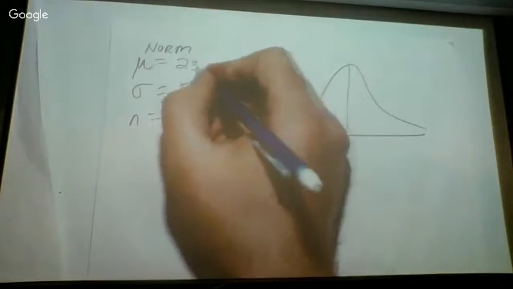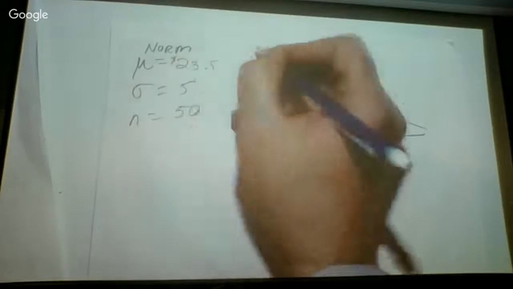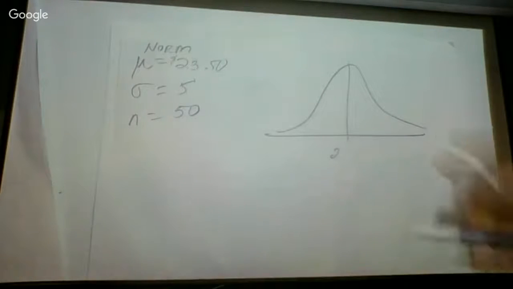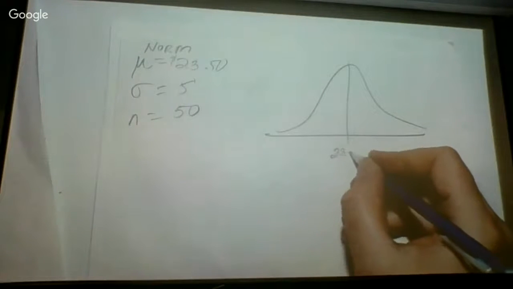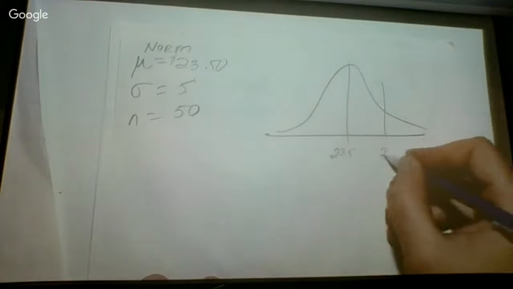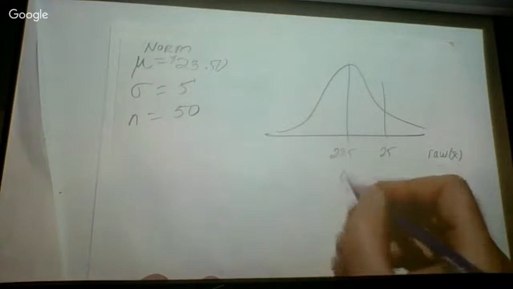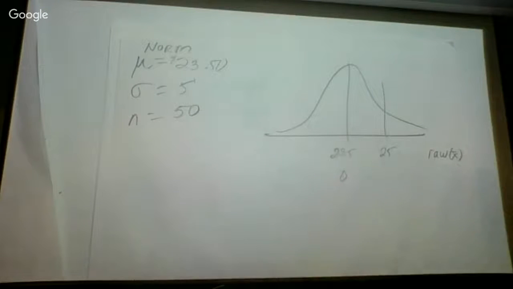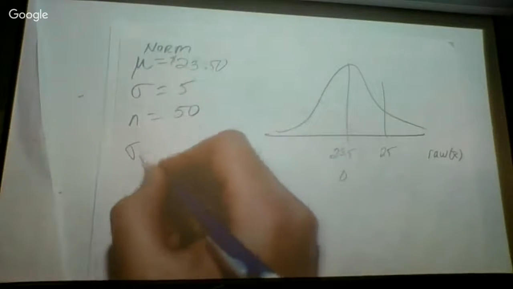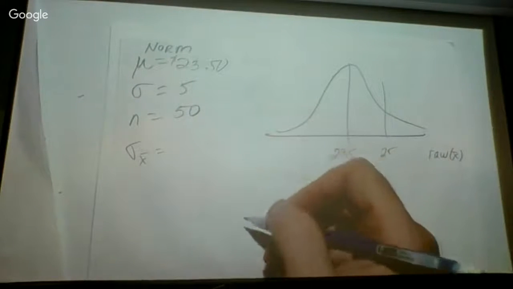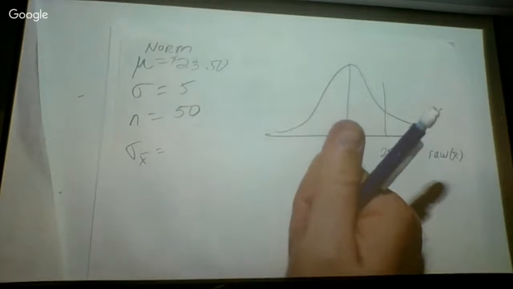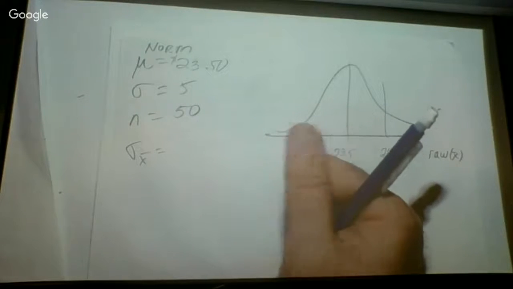No, sorry, mu is $23.50, right? Somewhere over here is 25, and those are raw scores. In the middle is here, and I've got to take this raw score of 25 and convert it to a z-score. What's my standard error? Looks like 5 divided by the square root of 50.